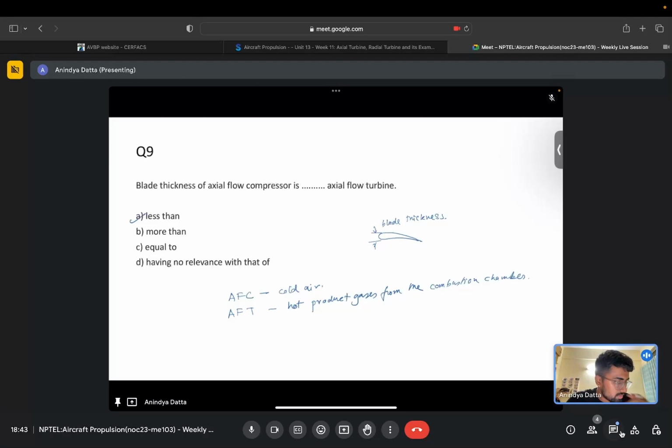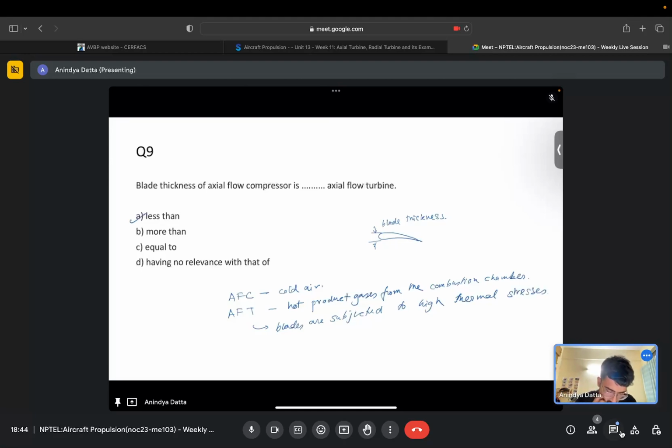To give you an idea, the air in the axial flow compressor will experience the atmospheric temperature, at sufficiently high altitude maybe around 220 Kelvin or so, but the hot product gases that come out of the combustion chamber are around 1500 Kelvin or more. So the axial flow turbine blades are subjected to those high-temperature hot gases. That's why the blades are subjected to high thermal stresses.